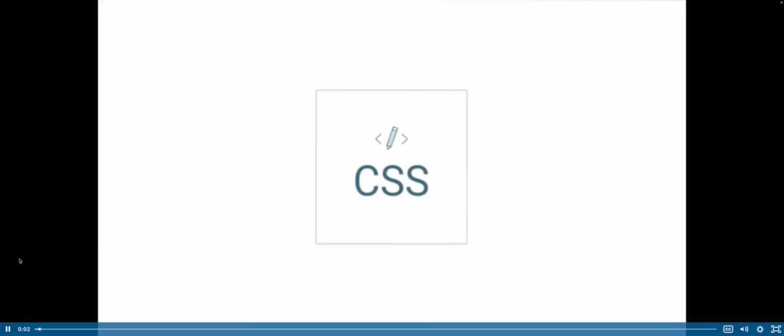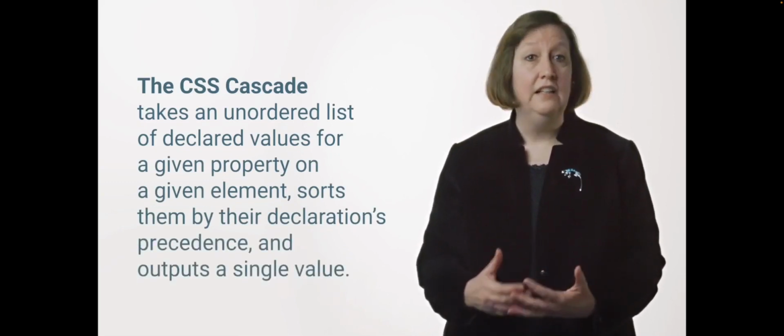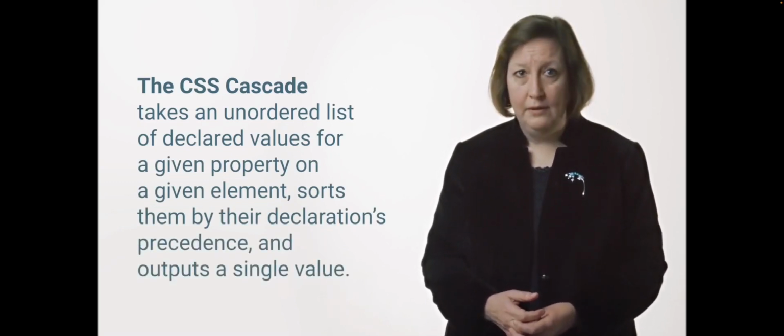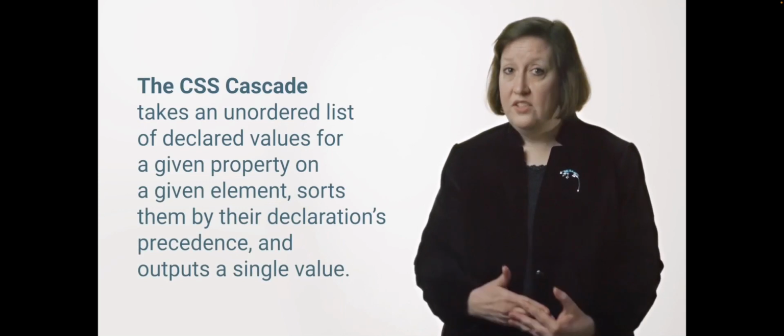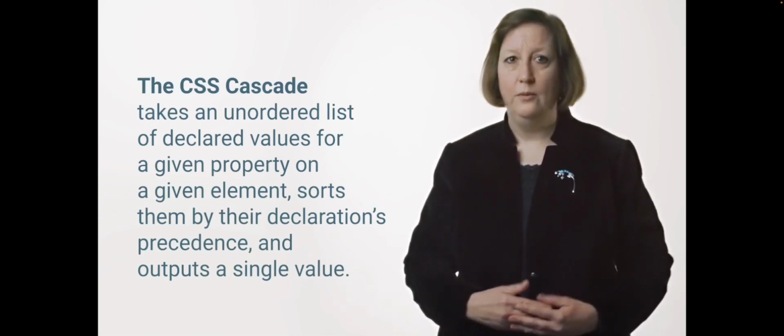In this video, we'll talk about the big C in CSS, the cascade. As the acronym implies, the cascade is at the heart of CSS, and it's extremely important to its functioning. By definition, the CSS cascade takes an unordered list of declared values for a given property on a given element, sorts them by their declaration's precedence, and outputs a single value. Seems a little confusing, doesn't it?